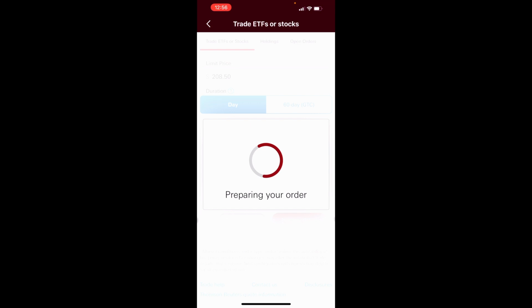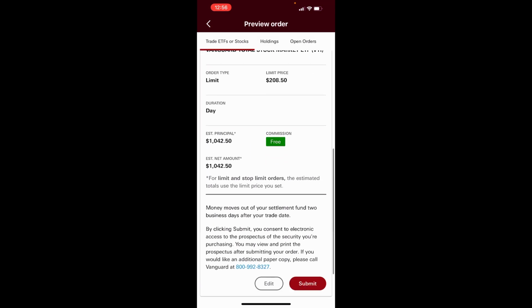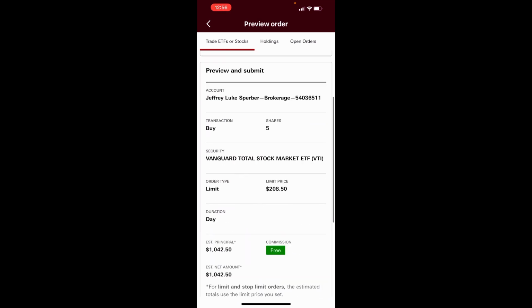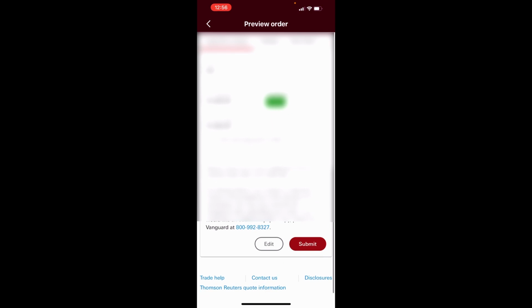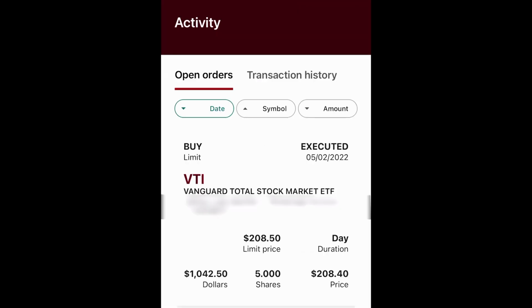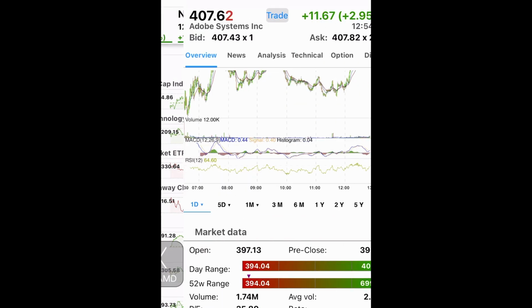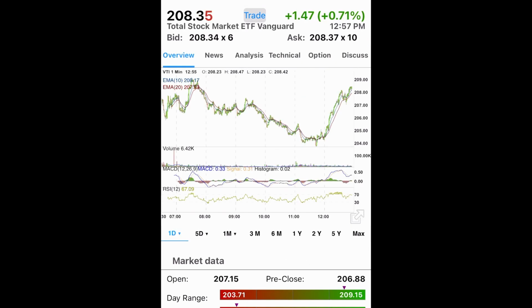Now I'm going to preview this. 5 shares at 208.50, that looks correct. And then since everything's correct, I just hit submit. It submits the order, and it executed, because the limit price is 208.50 and the current share price of this ETF looks to be 208.35. So I probably purchased my shares.